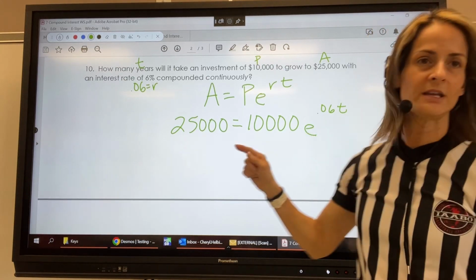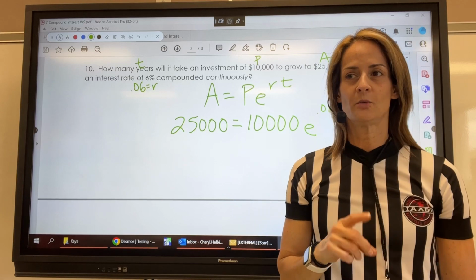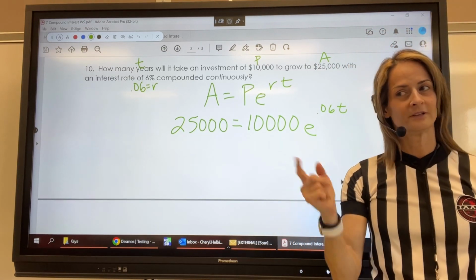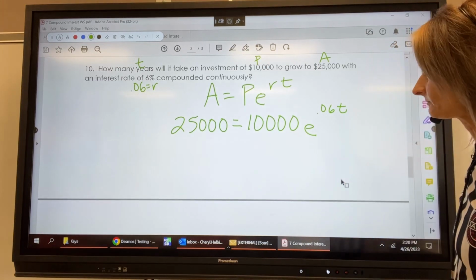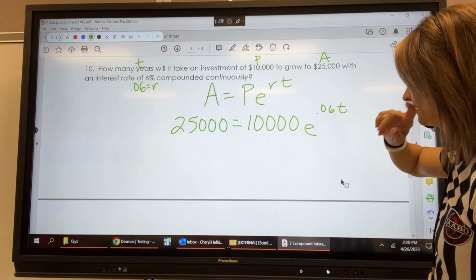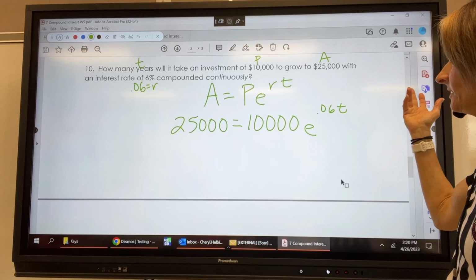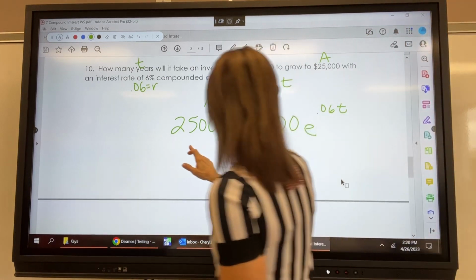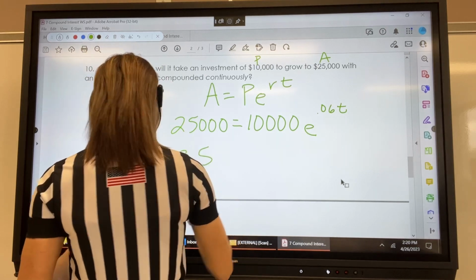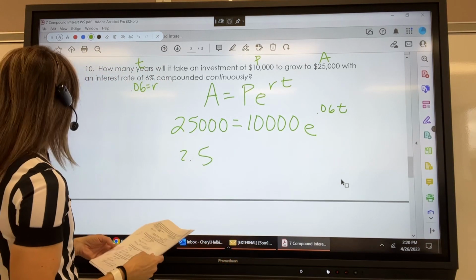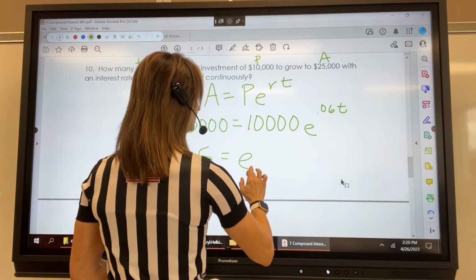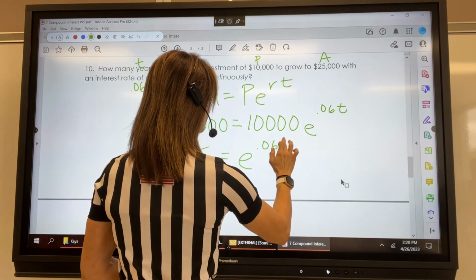Now our unknown is our exponent. So what does that tell us we are eventually going to have to do? Logarithm. We're going to have to rewrite it. Right now it's written as an exponential. So we first can divide both sides by 10,000, right? So now I'm going to get 2.5, and I'm writing in front of it, so I need to move out of the way. Which problem am I doing? Number 10. 2.5 equals e to the 0.06t.